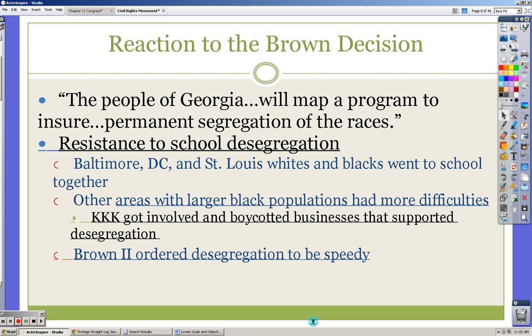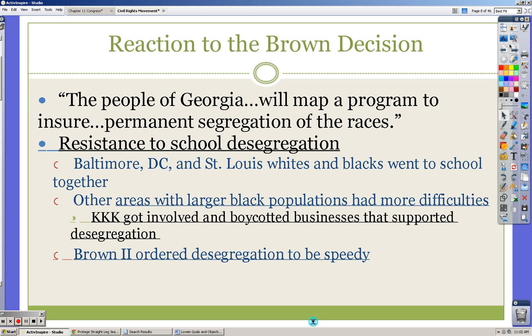There was a resistance to school desegregation. In Baltimore, D.C., and St. Louis, whites and blacks went to school together already. Other areas with larger black population had more difficulties. The KKK would get involved and boycott businesses that supported desegregation.